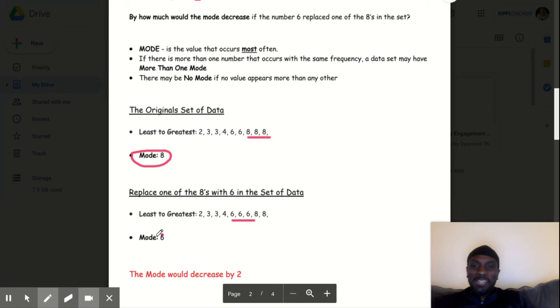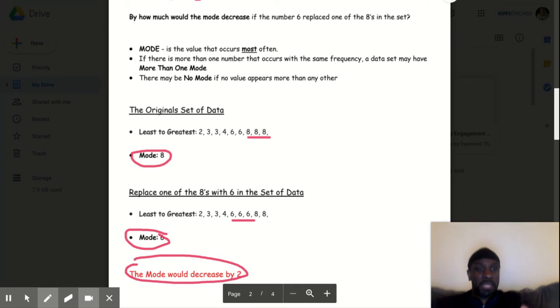Okay, here we go. Now the mode is the number that appears the most. What appears the most? 6. So the mode is 6. So it says, how much would the mode decrease if you replace one of the 8s with a 6? The mode will go from 8 to 6, so the mode would decrease by 2. Okay? The mode would decrease by 2. That's my final answer. It went from 8 to 6, so it was 8, it became 6, it decreased.